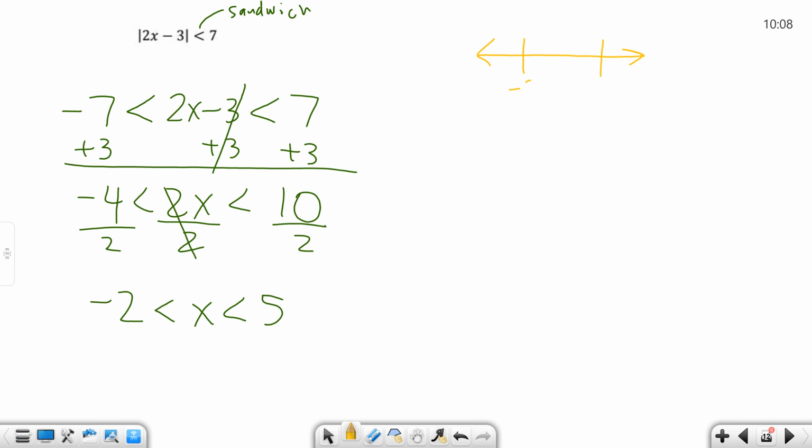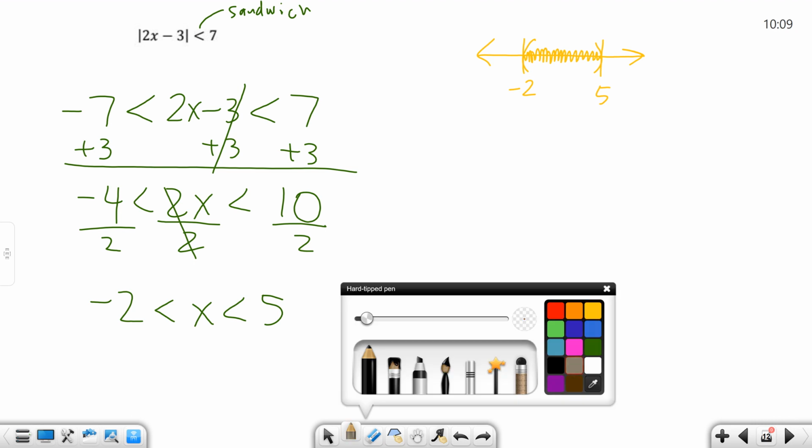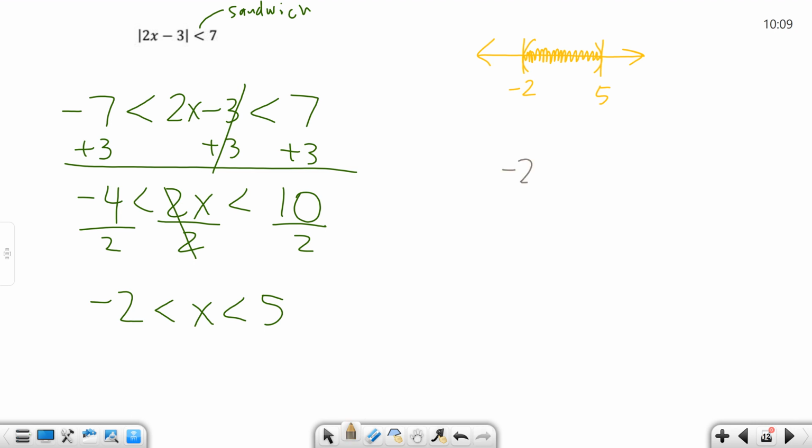So which one's smaller? Negative 2. Which one's bigger? 5. Where do I shade? X is in the middle, so shade in the middle. So then parentheses. Why do I use parentheses? Because there's no equals on this, right? There's no equals on those. And then how do I write my final answer here? Negative 2 comma 5 with parentheses.